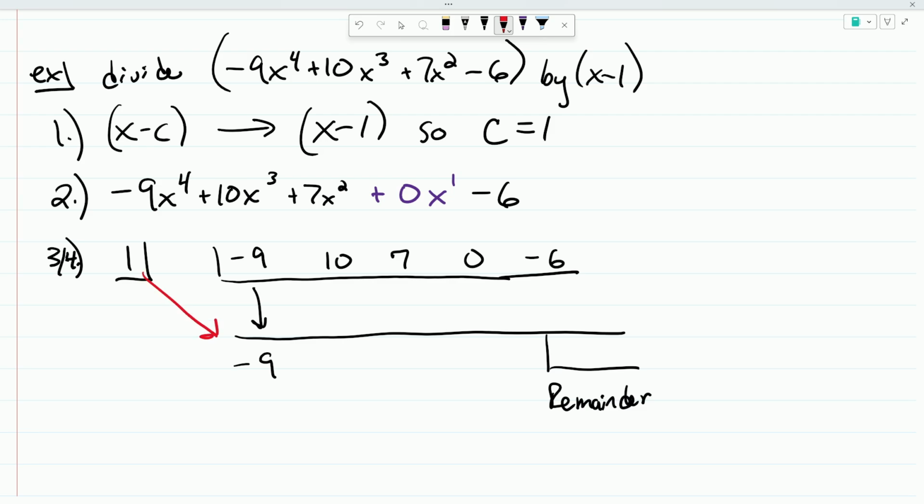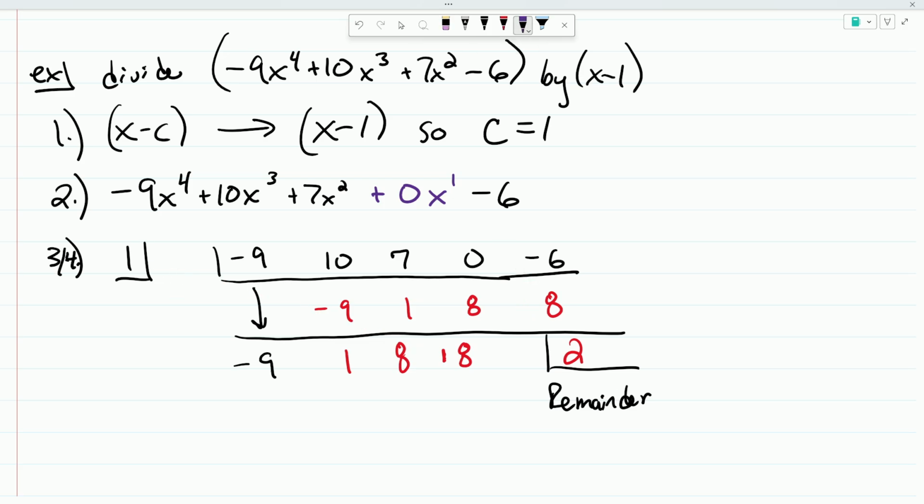1 times -9 is -9. Add straight down. 10 plus -9 or 10 minus 9 is 1. Process repeats. 1 times 1 is 1. 7 plus 1 is 8. Process repeats. 1 times 8 is 8. 0 plus 8 is 8 again. Process repeats. 1 times 8 is 8. And -6 plus 8 is +2.